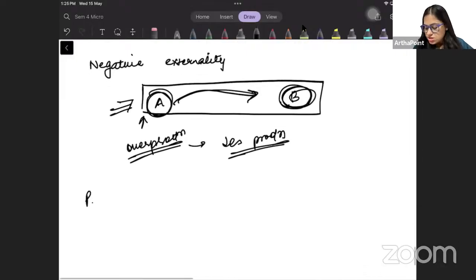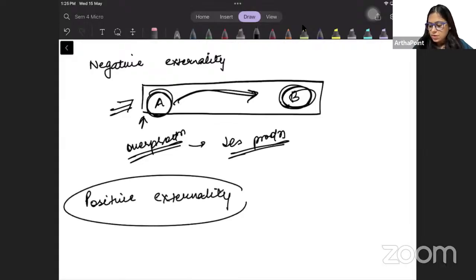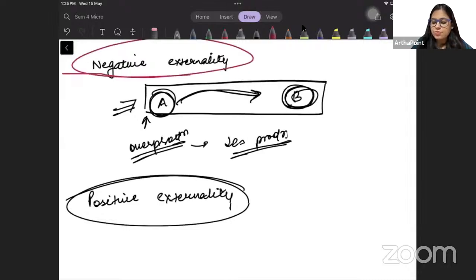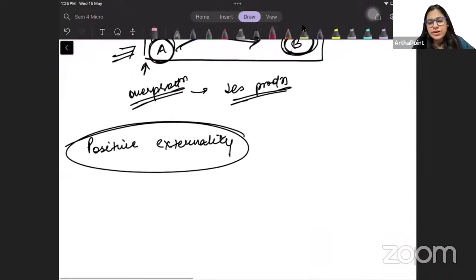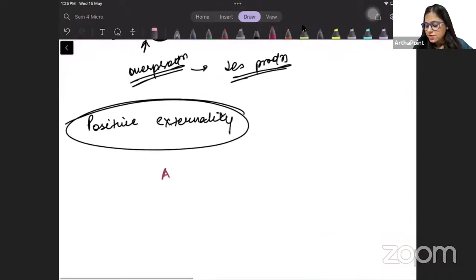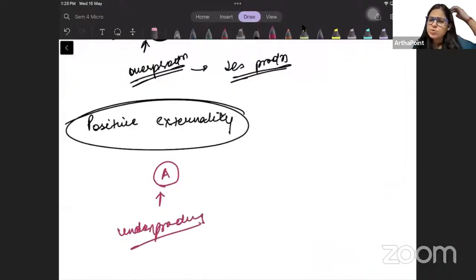The opposite is the case of positive externality. In positive externality, what happens? That firm A is underproducing. क्योंकि वो सिर्फ अपने हिसाब से प्रोड्यूस करती है. It does not think that it is affecting the other firm positively. So it will only produce according to itself.